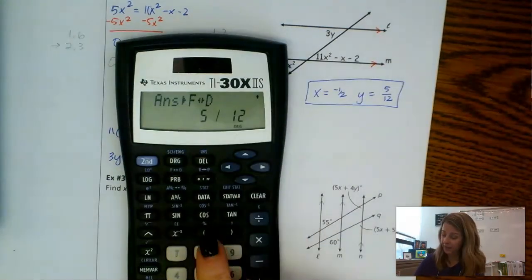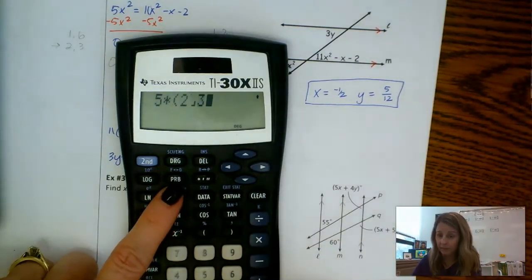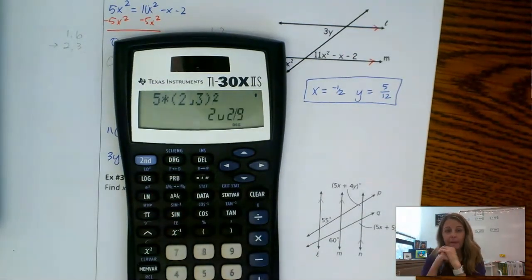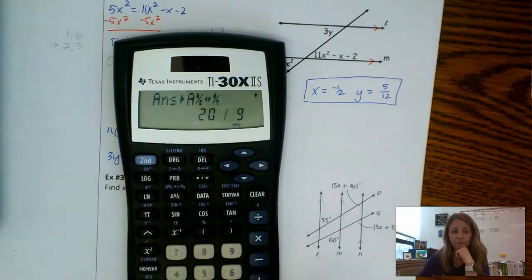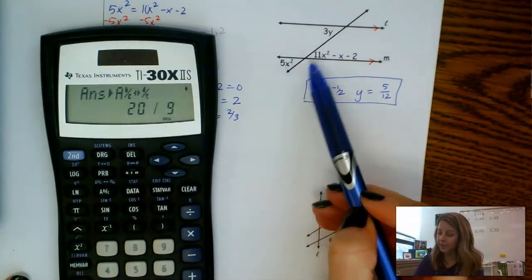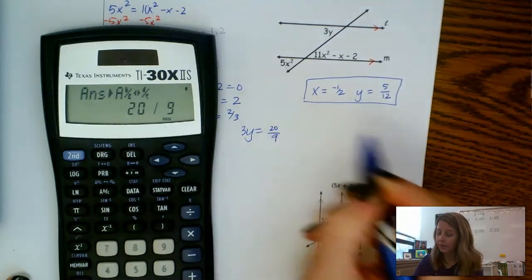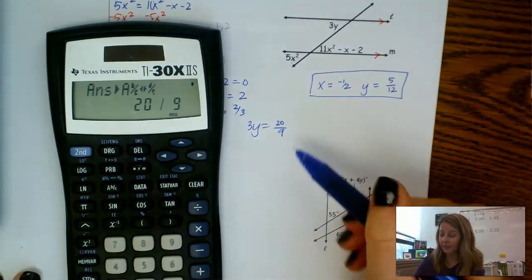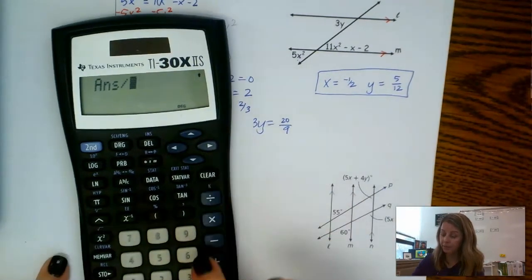So if I do 5 times 2/3 squared, 2 2/9, I always like to turn it back to an improper fraction, 20/9. So that means this angle right here is 20/9, and it's equal to 3y. Okay, so we could divide both sides by 3 if we wanted, or we could multiply by 1/3. I'll just do divided by 3.